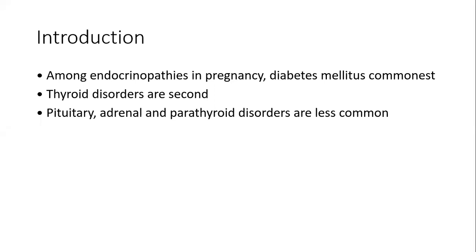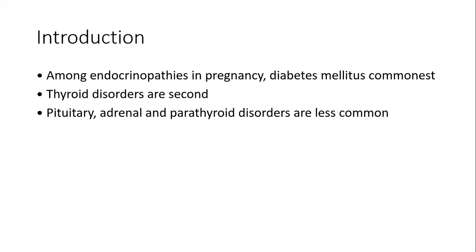But just to mention a few, on the parathyroid disorders in pregnancy, we can have hyperparathyroidism, hypoparathyroidism. We can also have pregnancy-associated osteoporosis. And then on the adrenal disorders, we can have pheochromocytoma, Cushing's syndrome, adrenal insufficiency, primary aldosteronism, and congenital adrenal hyperplasia. And now for the pituitary disorders, we can have prolactinomas, acromegaly, diabetes insipidus, and Sheehan's syndrome.